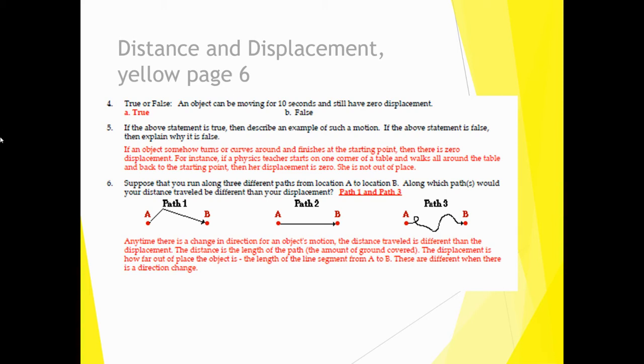Number 6, suppose that you run along 3 different paths from location A to location B. Along which path would your distance traveled be different than your displacement? Well, that would actually be paths 1 and 3, because path 1, the displacement would be a straight line between A and B, and the path is different than that. And path 2, the path is the straight line, so the distance and the displacement are the same. And path 3, the displacement is a straight line between A and B, and the path is different than that.